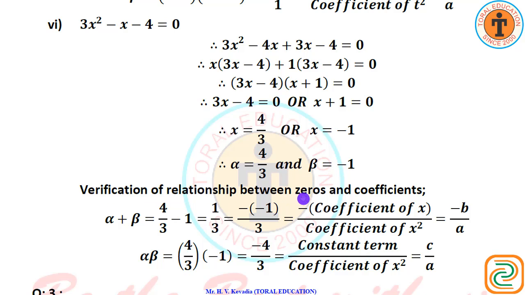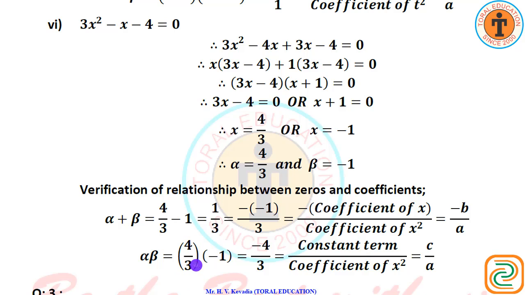Verification of relationship between zeros and coefficients. Alpha plus beta equals to 4 upon 3 minus 1. 3 1s are 3, 3 LCM. So 4 minus 3 equals to 1 upon 3, that is 1 upon 3. 1 is to be written like this, minus 1 upon 3, that is minus coefficient of x upon coefficient of x square, minus b upon a.